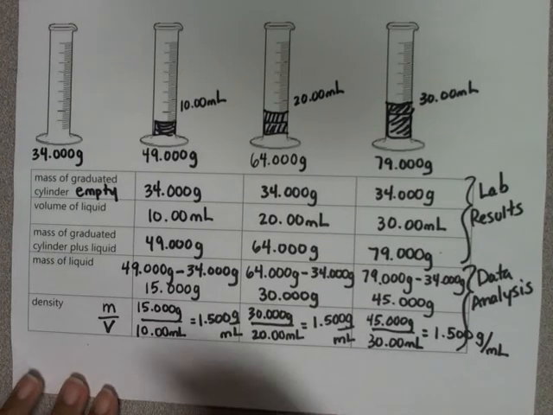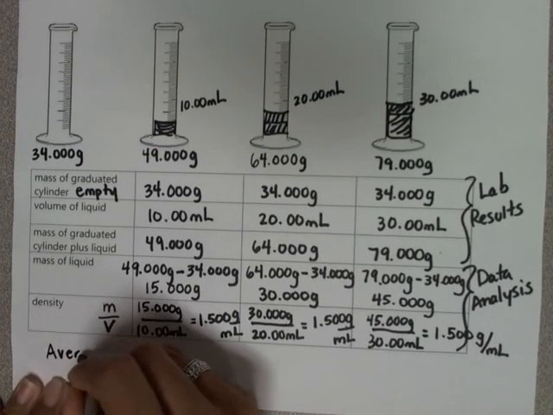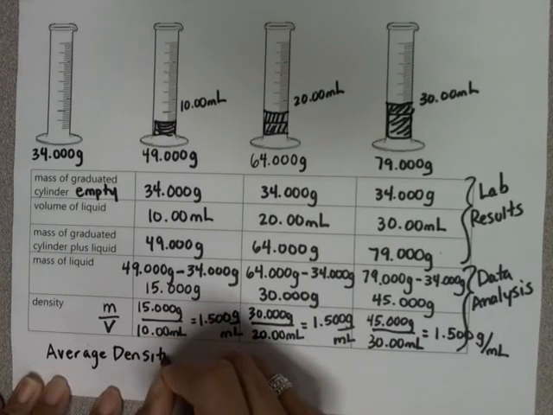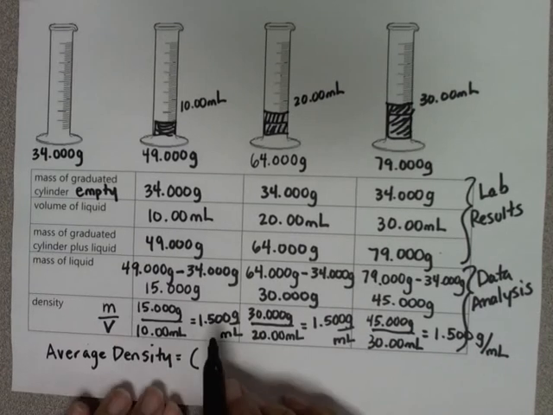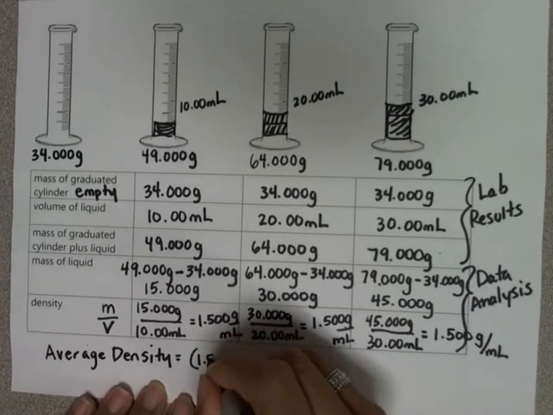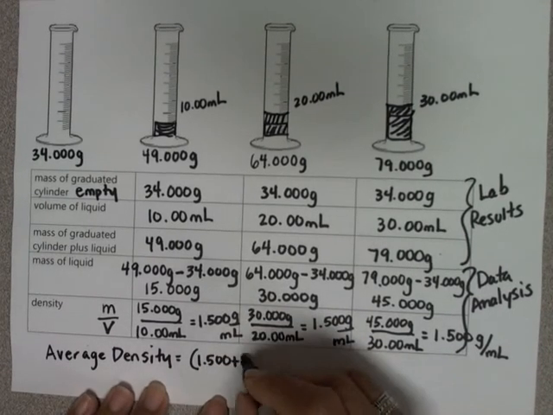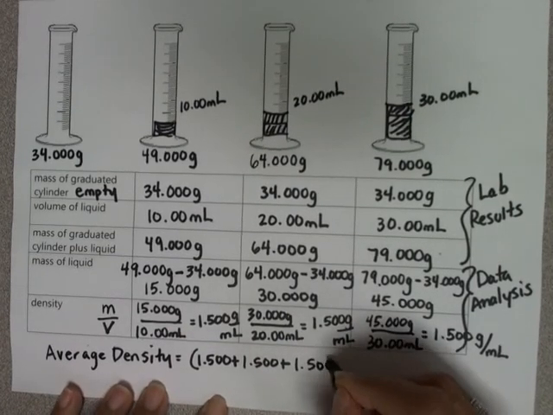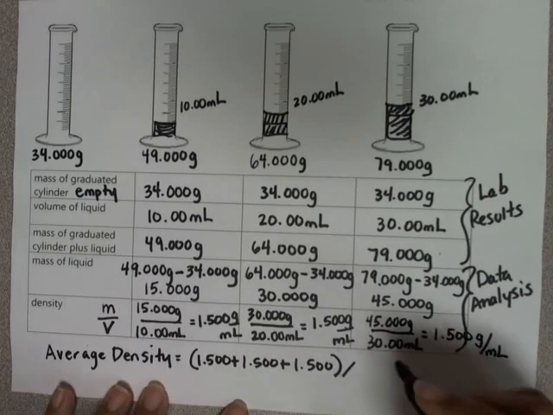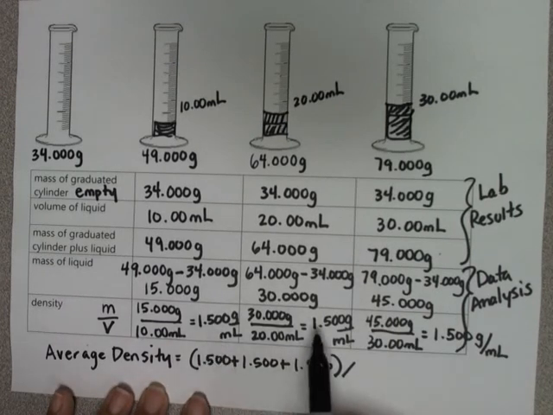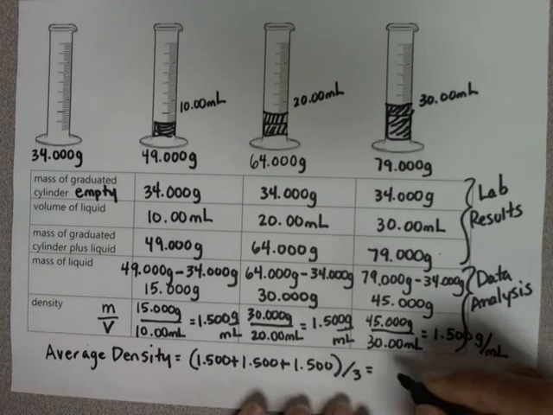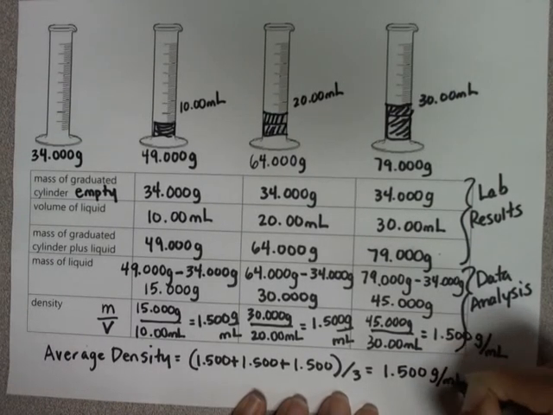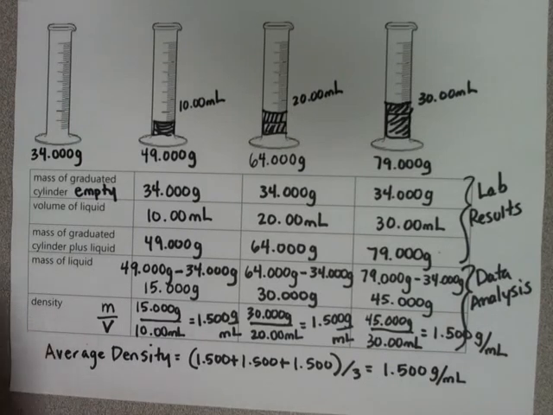So the last step is to find the average density. So I'm going to take the first density that I found and add it to the next one and to the next one. And I'm going to divide that by the total number of values, 1, 2, 3. And I get 1.500 grams per milliliter, and that is the average density of the liquid.